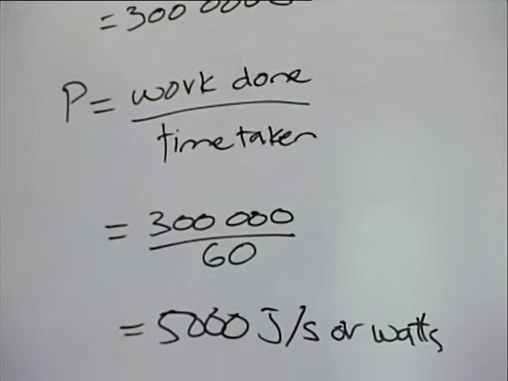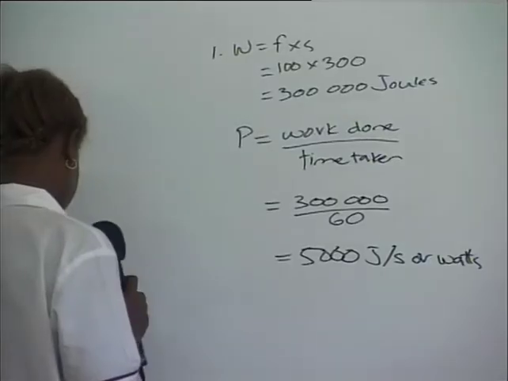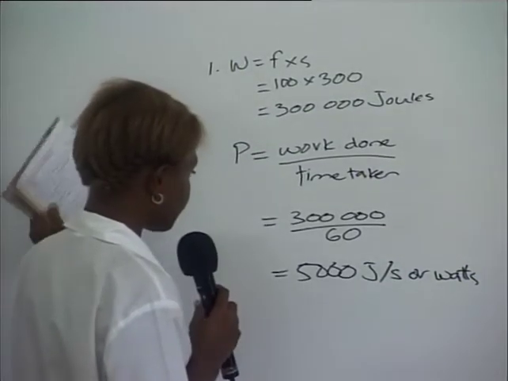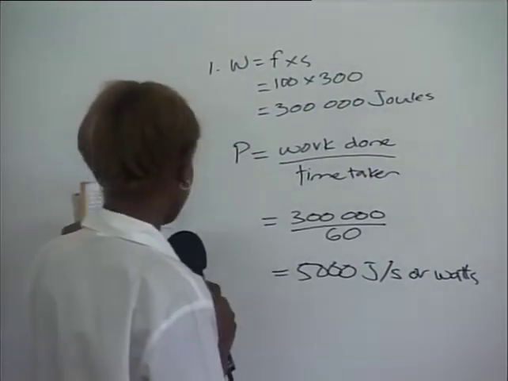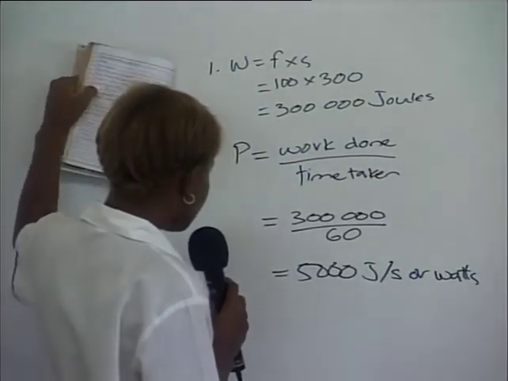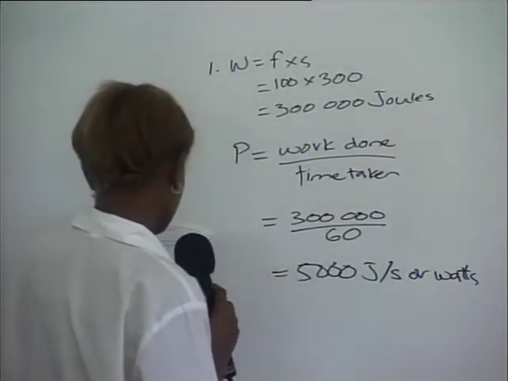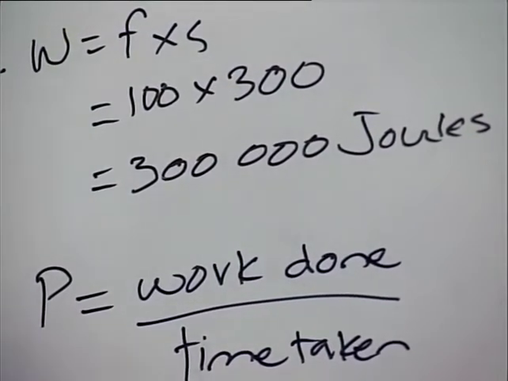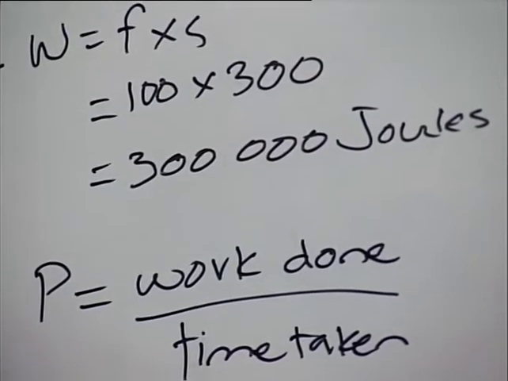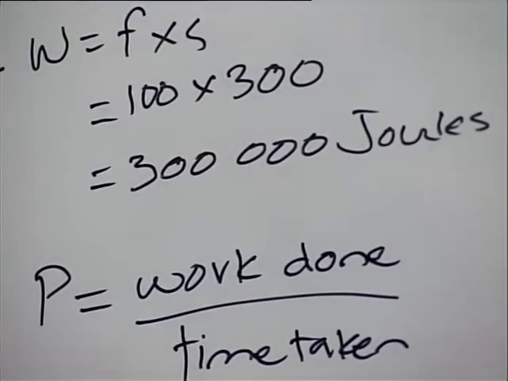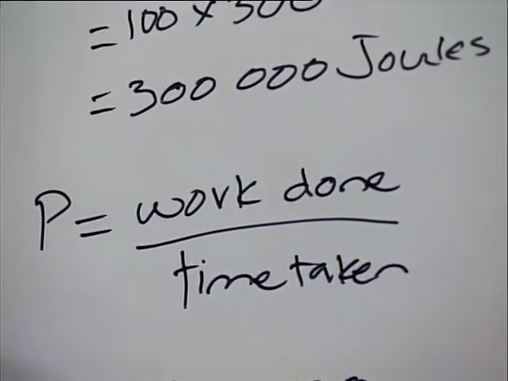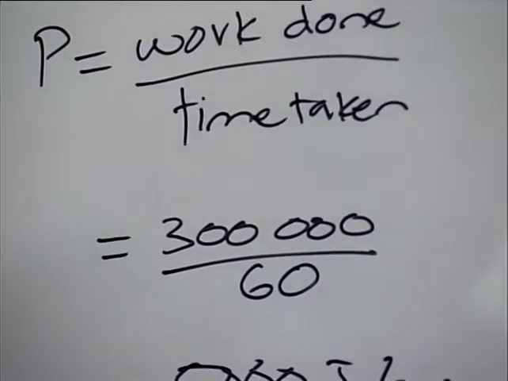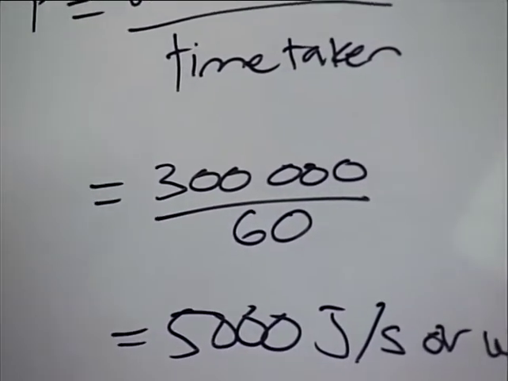The question is asked to find the work exerted by the car on the trailer. So to find the work done, you first have to find the work done, then the power. The formula for work is force times distance. So given a force of 100 newtons multiplied by the distance of 300 meters, you get 300,000 joules. Then to get the power, power is equal to work done divided by the time taken. So 300,000 joules divided by 60 seconds, you have 5,000 joules per second or watts.